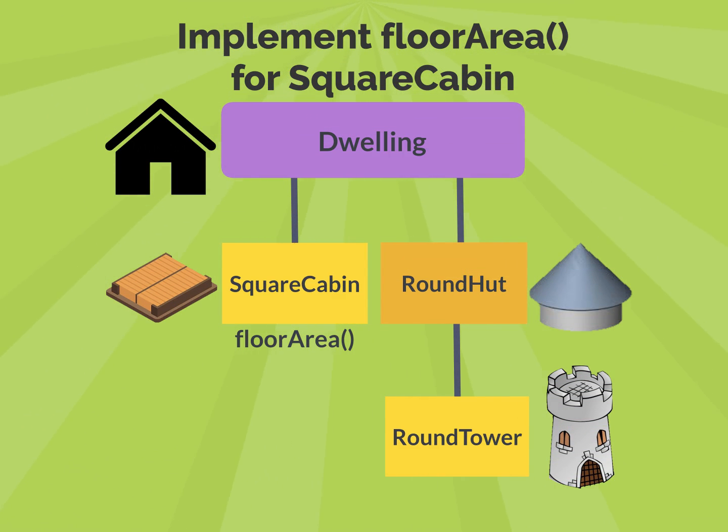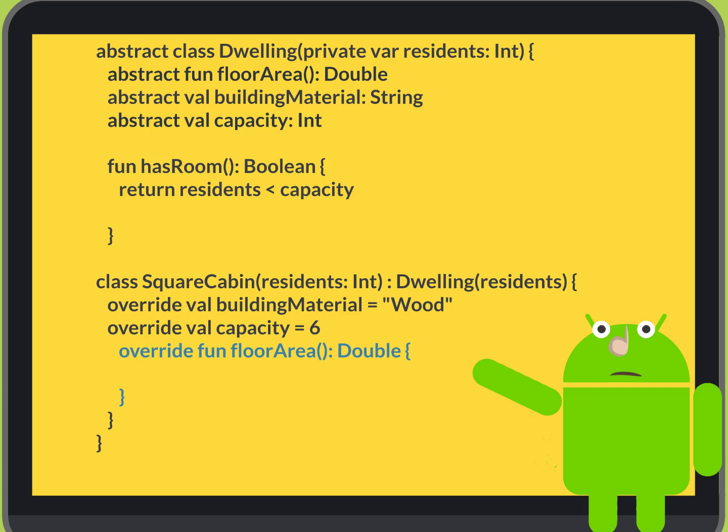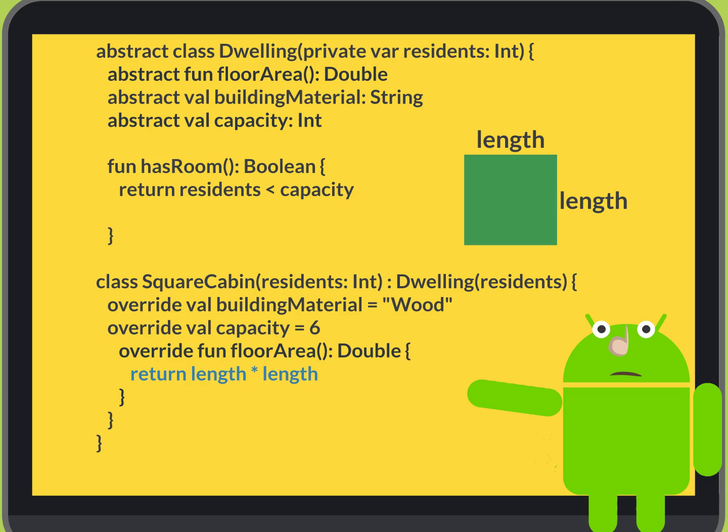Implement floor area for square cabin. 1. In the square cabin class, first enter the keyword override, followed by the actual implementation of the floor area function. Returns the calculated floor area. 2. The area of a rectangle or square is calculated by multiplying the length of one side by the length of the other side. The function body will return length asterisk length.